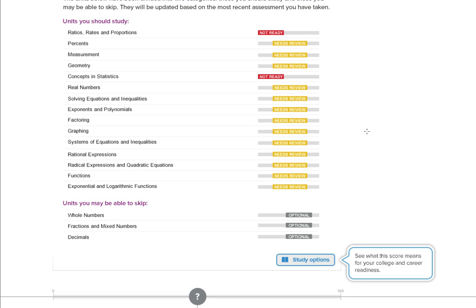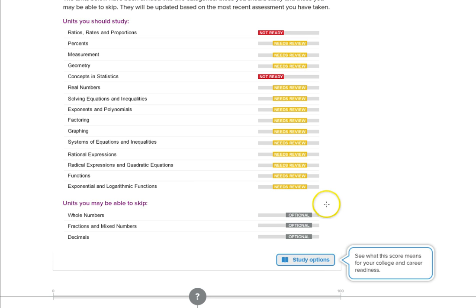More interesting, and certainly worthy of an overview, is that this assessment is broken down into a whole set of units, and those units each get a score. So what we now can see about Rachel is that she's not ready for ratios, rates, and proportions, but she has some knowledge of percents, measurement, geometry, these ones that say needs review.